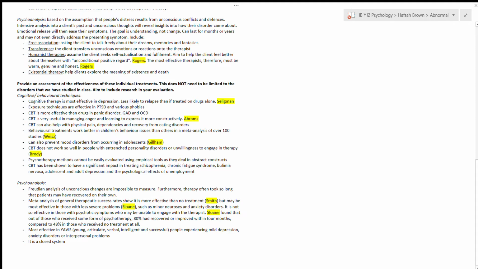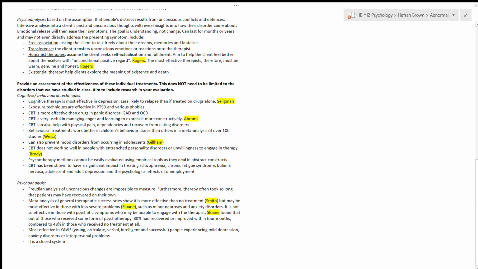There are lots of other studies that you might like to include. The one that I like to bring up as a counterpoint is that CBT does not work so well in people with entrenched personality disorders or unwillingness to engage in therapy. And that's a major hurdle. It really is. So that was noted by Brody, and as I said, I would include that as a counterpoint to Seligman. What about psychoanalysis?